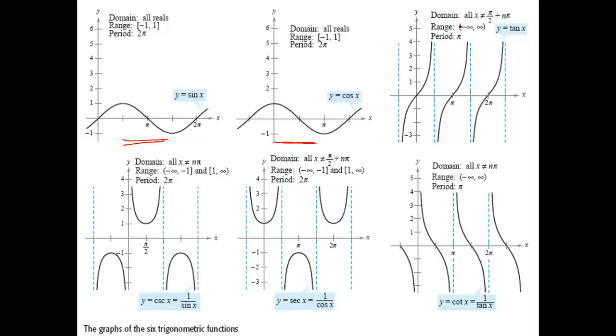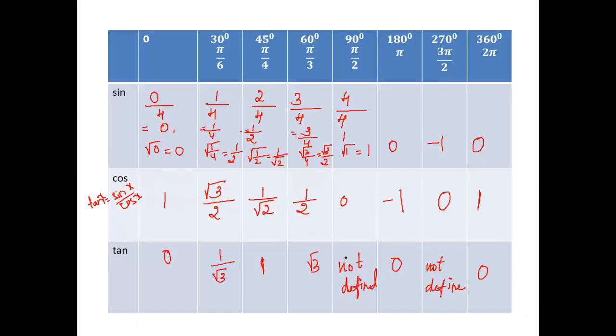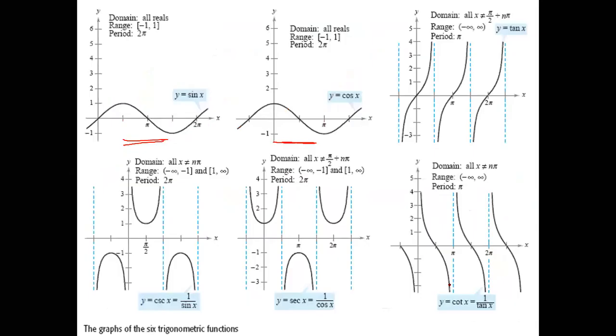Why can we not include the multiples of pi by 2 in the tan function? Because, as I told you earlier, tan is not defined at pi by 2, and not defined at 270 degrees. So except those multiples of pi by 2, tan is defined everywhere, and the range is -infinity to infinity. Tan is a periodic function with period pi.